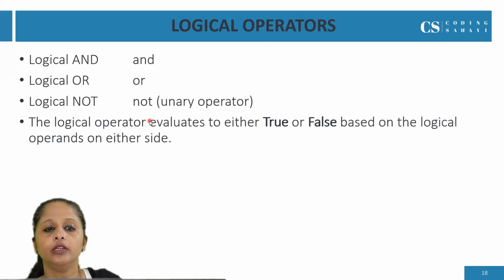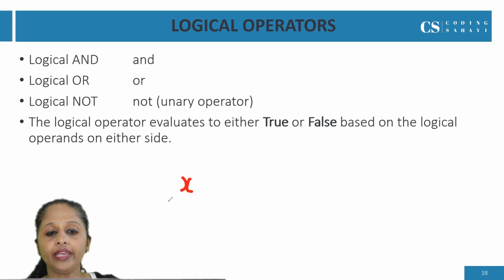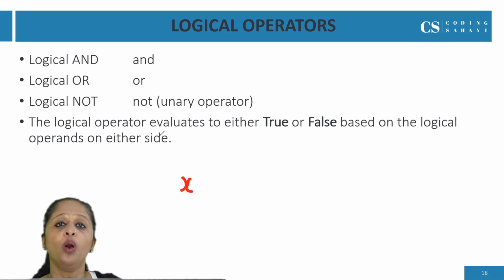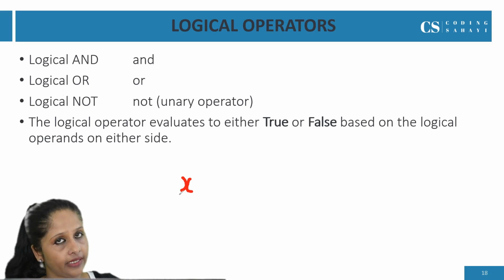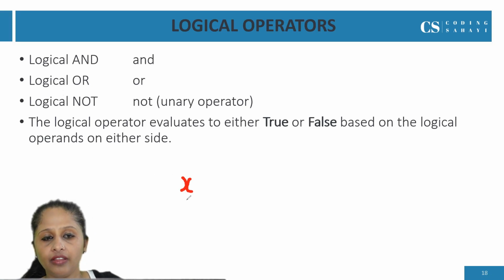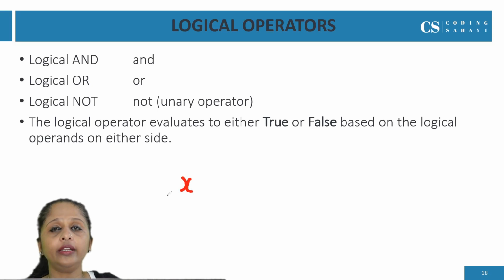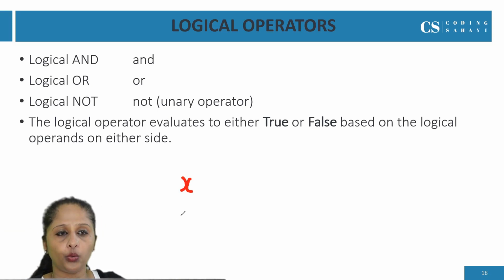Next we have logical NOT. NOT is a unary operator because it works with only one operand. We have a variable x, and if the value of x is false, then not x is true, and if the value of x is true, then not x is false. So logical NOT is actually negation: true will be false and false will be true. So that is the logical NOT operation. These are the logical operators. We will study logical AND, OR, NOT in detail in later sections.